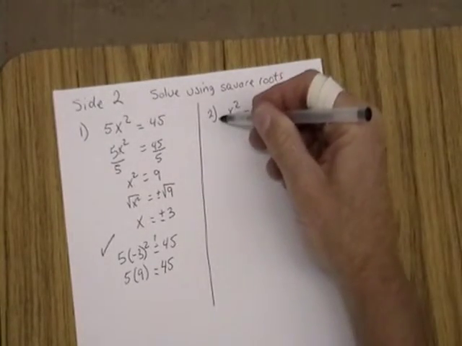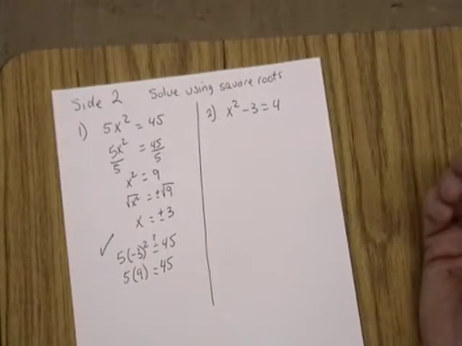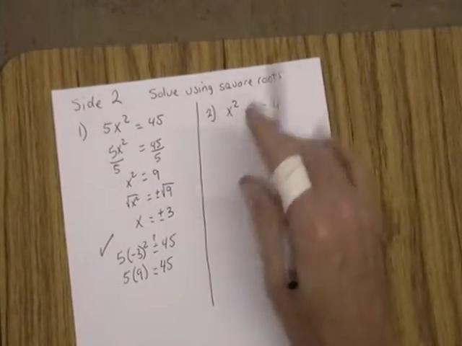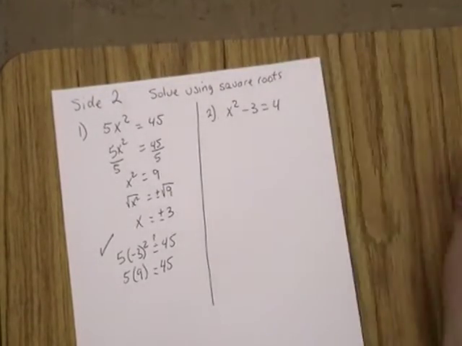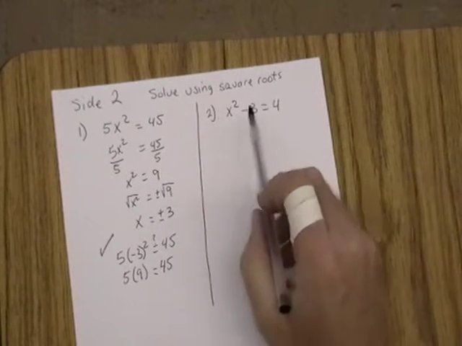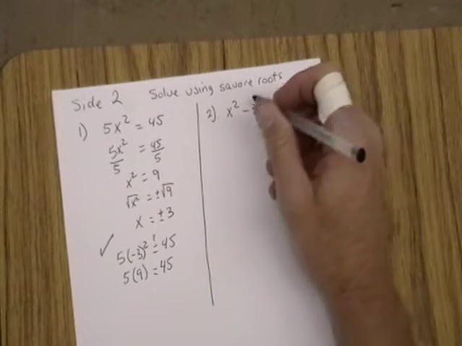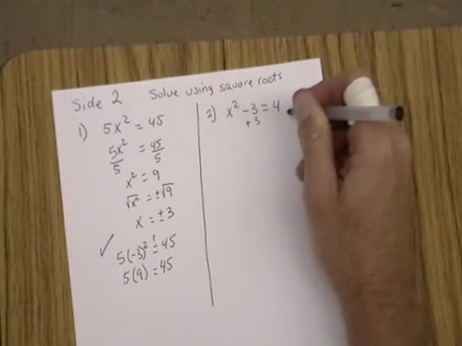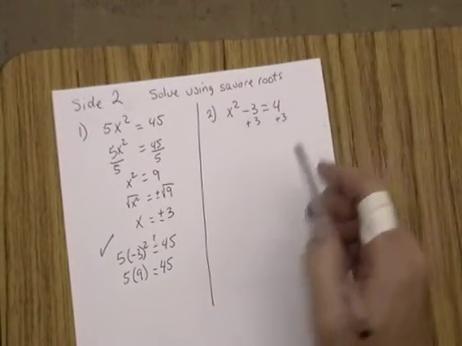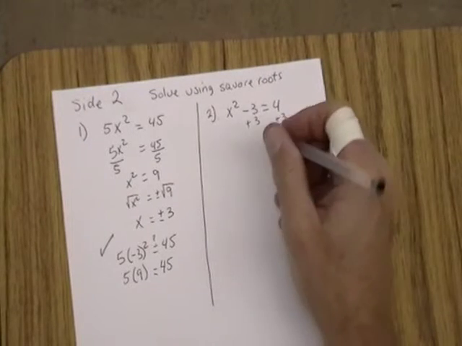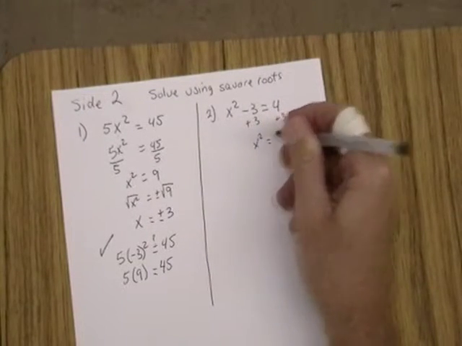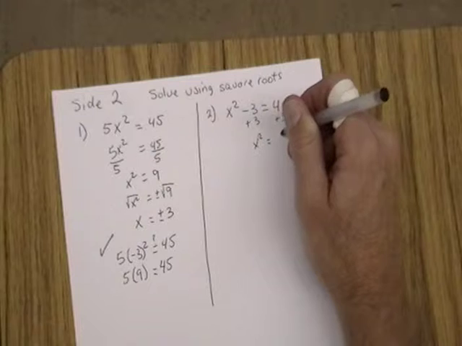Let's go on to number 2 on side 2 of the test. And so in this case, we want to get x squared by itself. So the 3 is keeping us from having x squared by itself. So we're going to add 3 to both sides. And adding 3 gets rid of this 3, so x squared is now by itself. And so that equals 7.